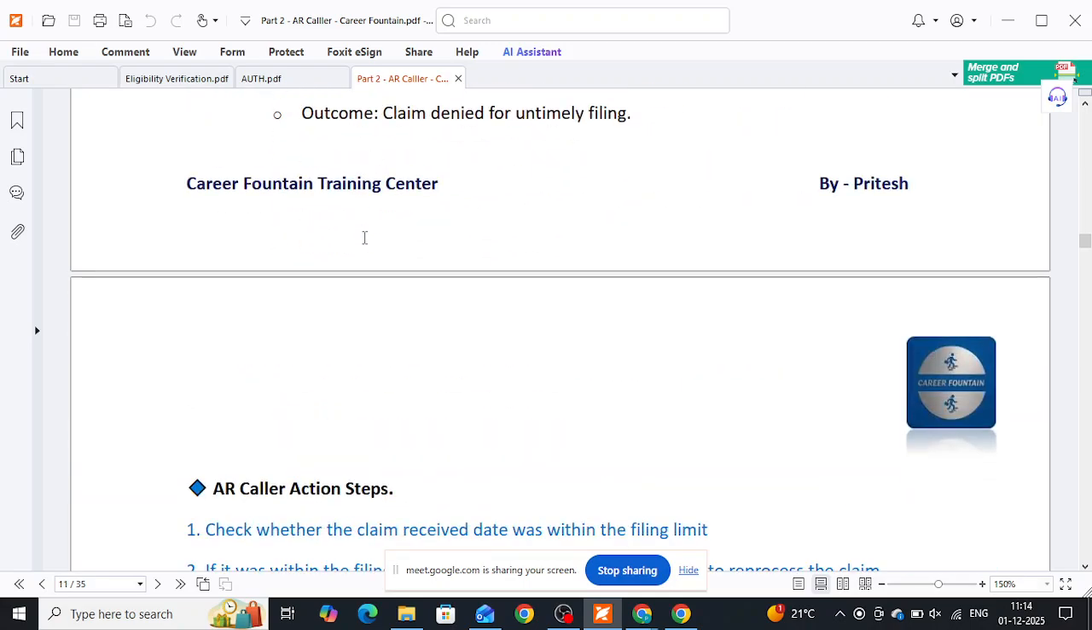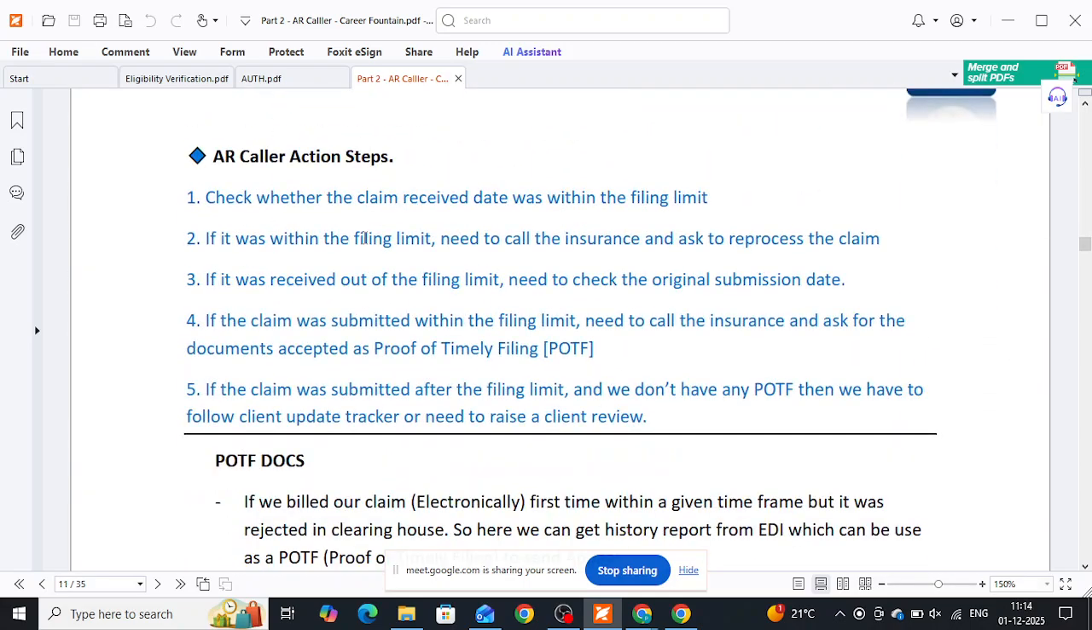So for example, we found some reasons here, right? Like the first time we billed our claim wrongly. Okay, check whether the claim. So these are the steps for how to work on that claim.